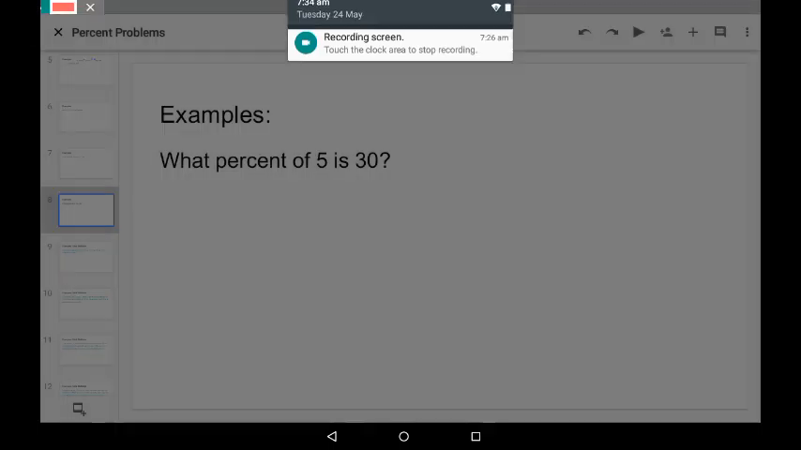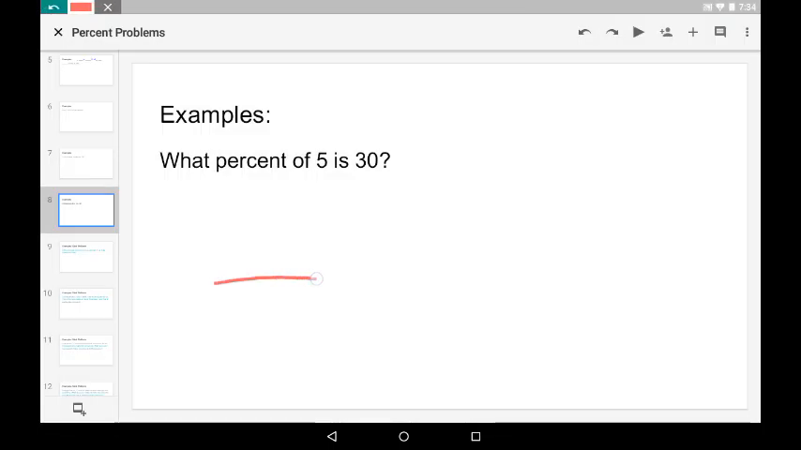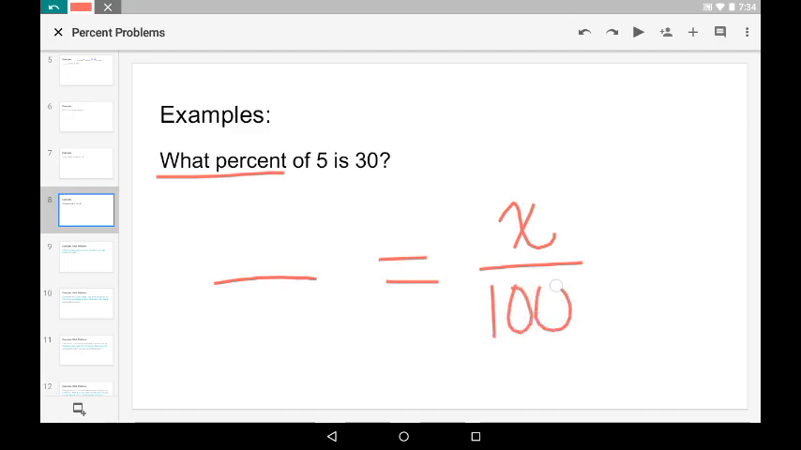Another example. What percent of 5 is 30? Okay, so we're looking for the percent here, which means my x will go on the top of my 100. Now this one's a little tricky. Normally you would think about 5% of 30, or 5 out of 30, sorry. But this says of 5 is 30. So if you notice, if the number on the top is bigger than the number on the bottom, we're going to get a really big number for our percent. Because you're looking at every 5 things, you have 30 of them. So that's a big, big percent.